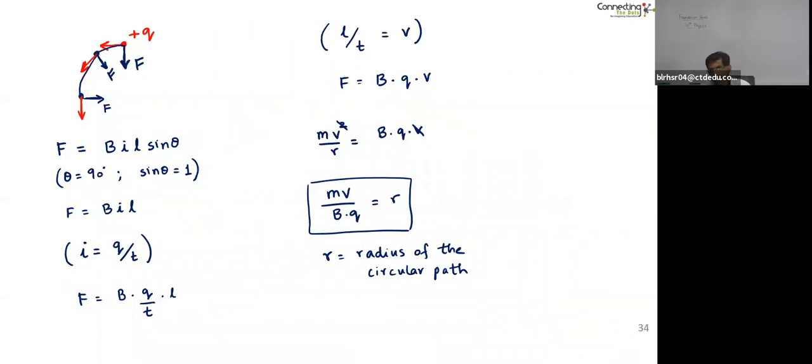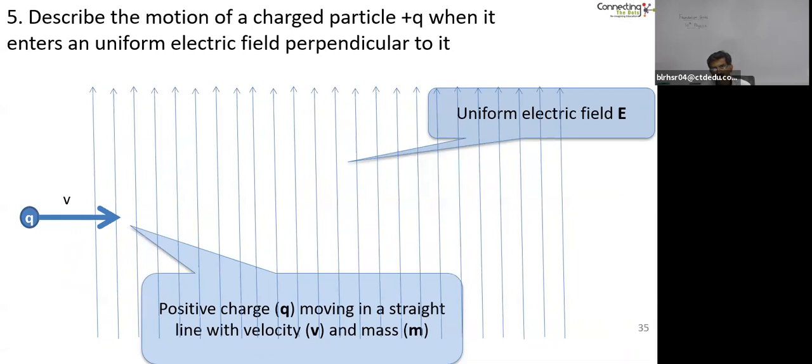Let's come to a similar question, but this one involves an electric field. Now this is a uniform electric field in the upward direction, and much like before, a positive charge Q enters it from the left hand side, moving at a constant velocity v. Describe the motion of the electric charge. A problem like this, together with the earlier problem, will illustrate how electric fields and magnetic fields behave differently when it comes to a moving charged particle.